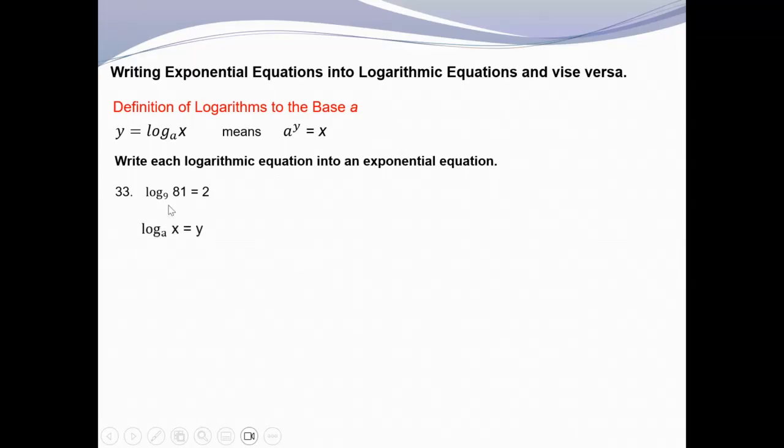So here we go. This is a rule, guys. We're going to go from here to here. So let's see what the a is. My a is equal to 9. My x is equal to 81. My y is 2. So it's going to give us 9 squared equals 81, because my a is 9, my y is 2, and my x is 81.